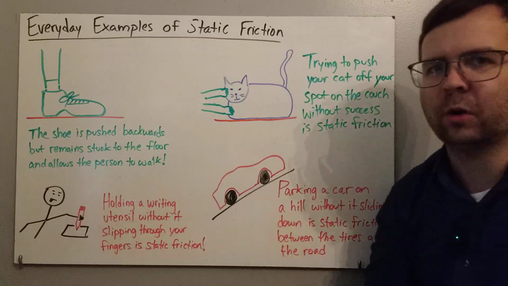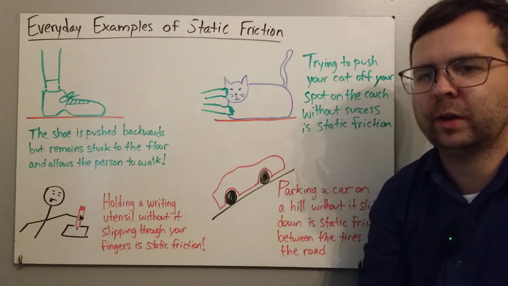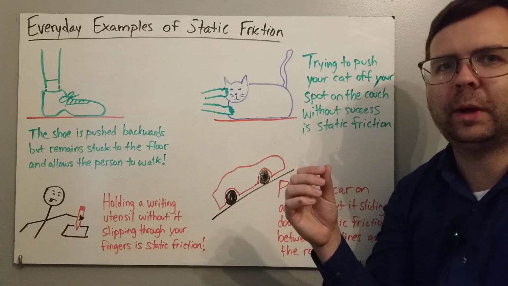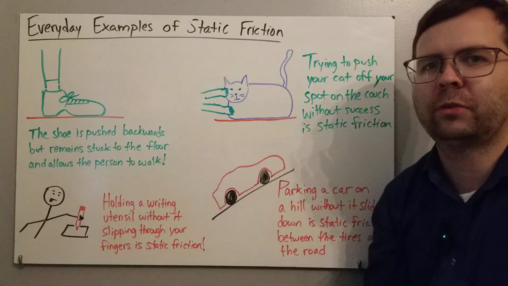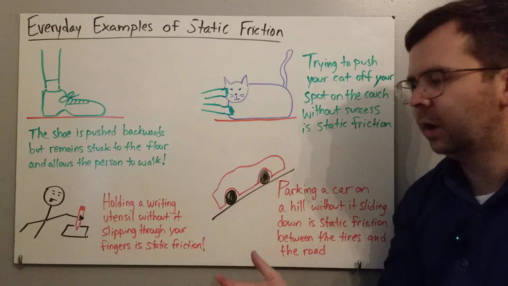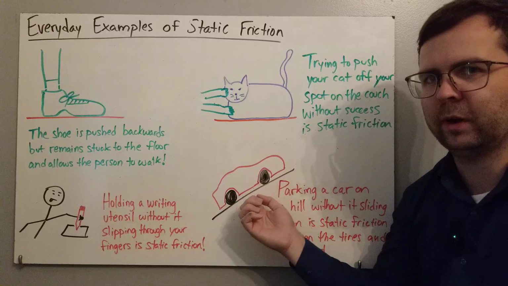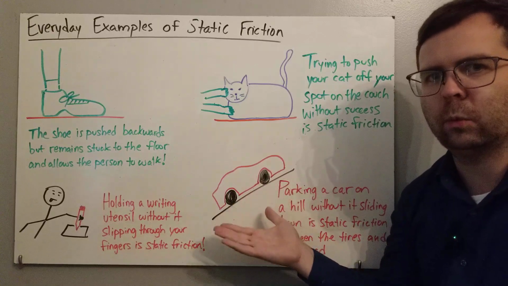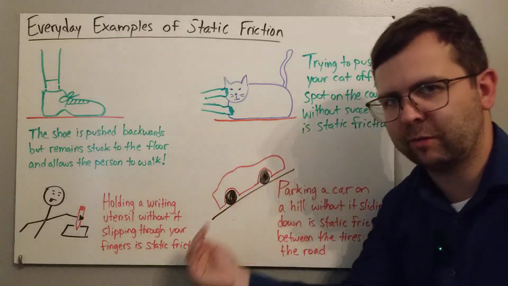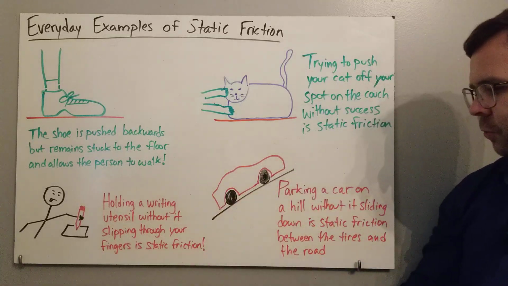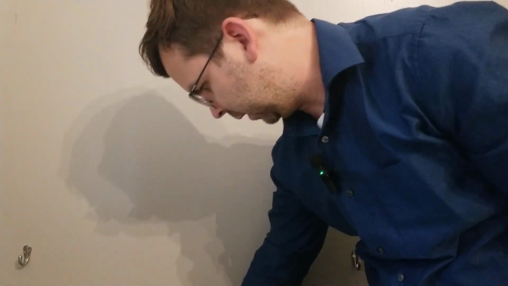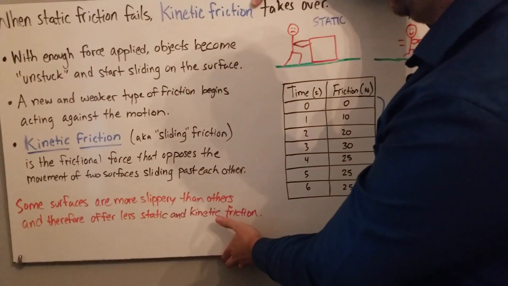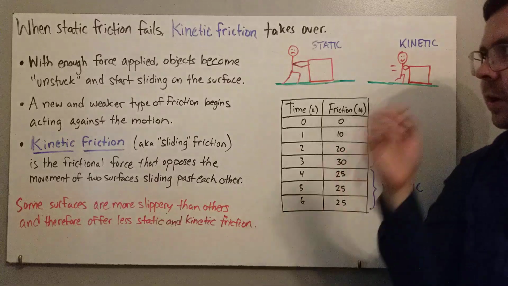Another example is cars. And really, anytime a car is traveling, you want those tires to remain stuck to the road and not slip or skid. But this is especially true if you park on a slope. So if you park uphill on a car, you want those tires to remain stuck there against the road's surface. And so what allows that car to remain stuck there, even though gravity is trying to pull it down the hill? It's static friction. So static friction is great at keeping things stuck or in place, but static friction will eventually fail if enough force is applied to the object.